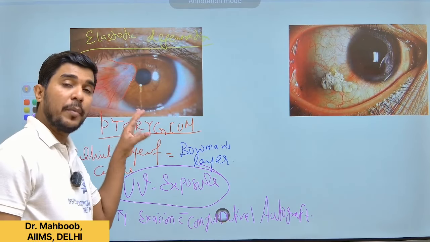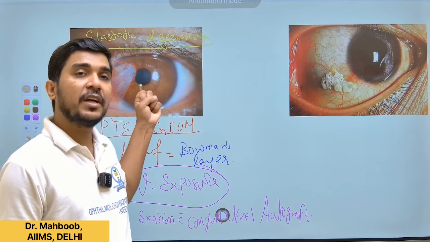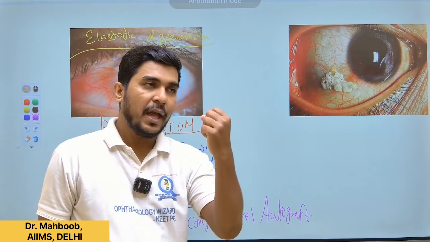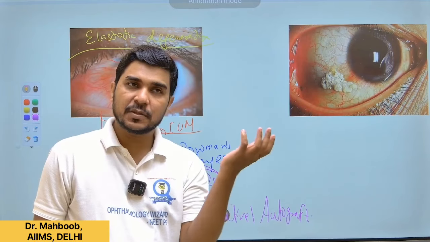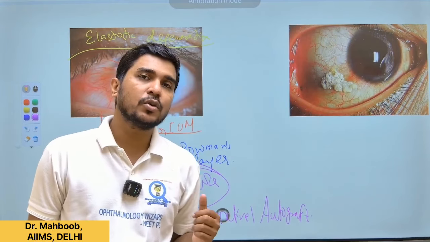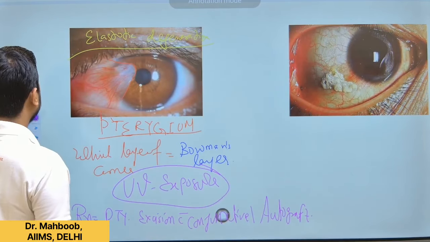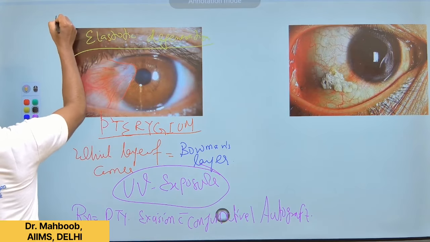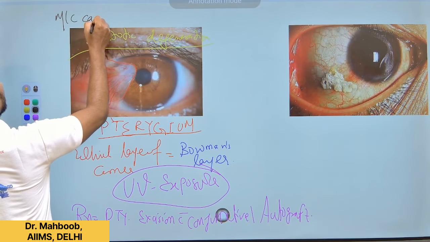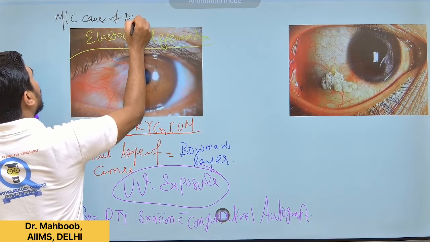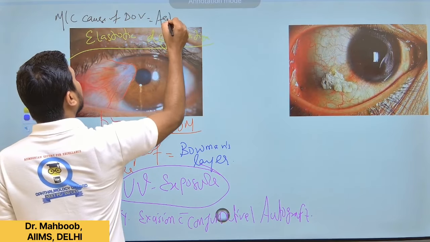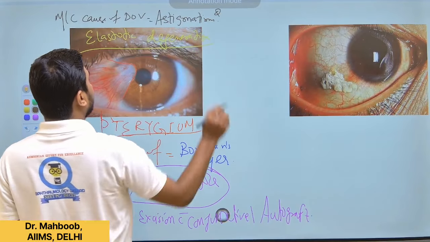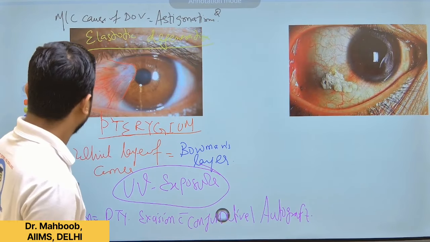What is the most common cause of the diminution of vision? If the patient is having pterygium encroaching on the cornea, then the diminution of vision is found there. Then what is the cause? The cause is astigmatism. So I will write here that most common cause of DOV is astigmatism. A very important MCQ. Got it?